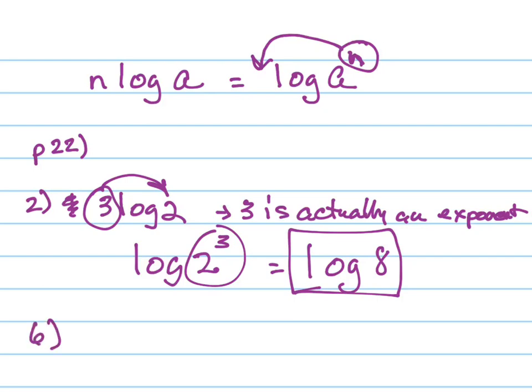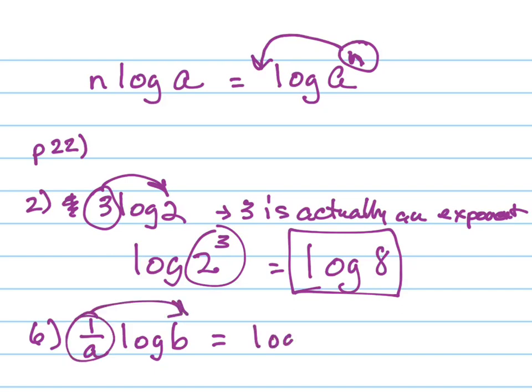So let's look at number 6. 1 over a log b. This is simply going to become the exponent, so that becomes log of b to the 1 over a. Now, if this was an actual number and it was a fractional exponent, and they may do it anyway, it would become the a root of b. Remember that a fractional exponent actually becomes a root. And if these were actual numbers and you could take the root, then you should.